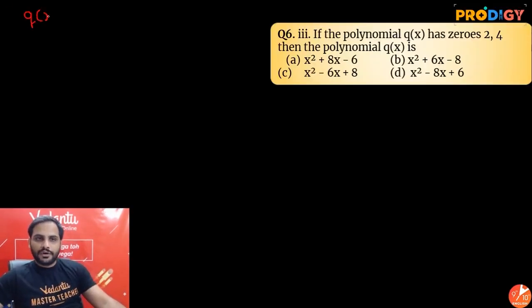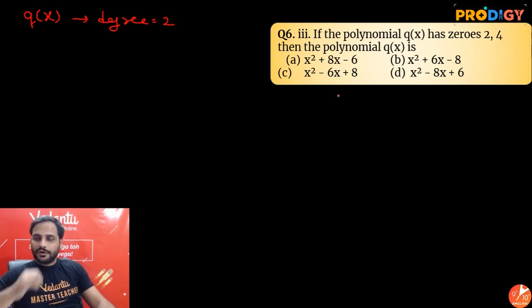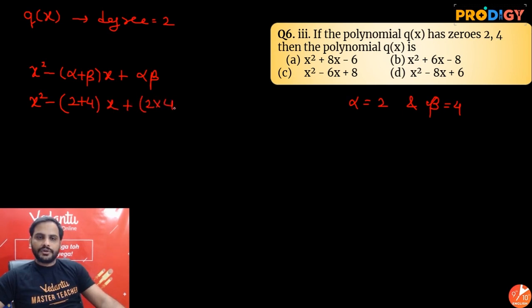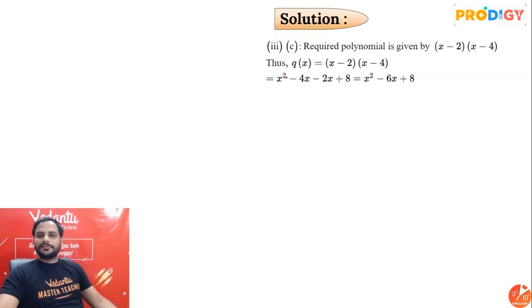Next, q(x). So we know q(x) according to the question was a polynomial of degree 2. So it has zeros 2 and 4. What is the polynomial? Now look, let us do it in a different way. I know for a quadratic polynomial, I can write it as x square minus (alpha plus beta) into x plus alpha beta. Yes or no? Here the zeros are alpha is equal to 2 and beta is equal to 4. You can also do it by multiplying the factors, but I am doing it with this method. So you have x square minus (2 plus 4) into x plus 2 into 4. So you have x square minus 6x plus 8. So option C will be your correct answer.